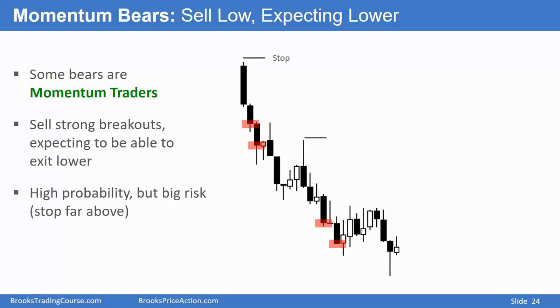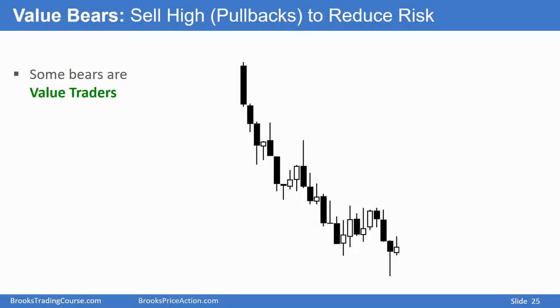Momentum traders, they'll sell at the low. They don't care. Some bears are value traders. They don't want to risk that much, and they're willing to pay for reduced risk by accepting lower probability of profit. Those traders, they only want to sell if the market's expensive, so they're looking to sell pullbacks. That way they can use tighter stops, less risk.